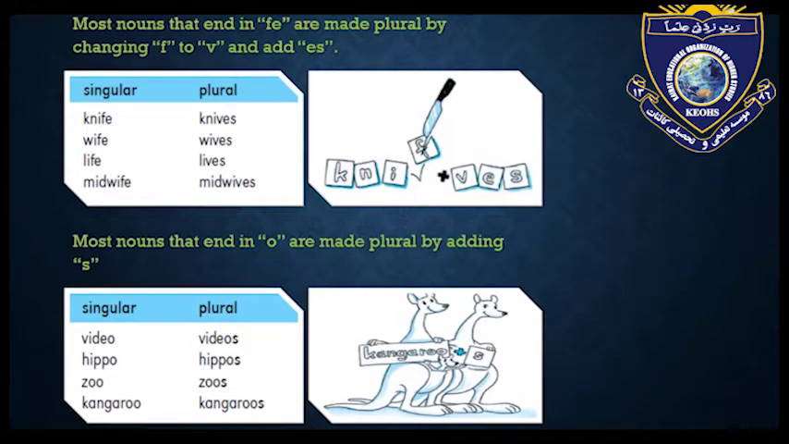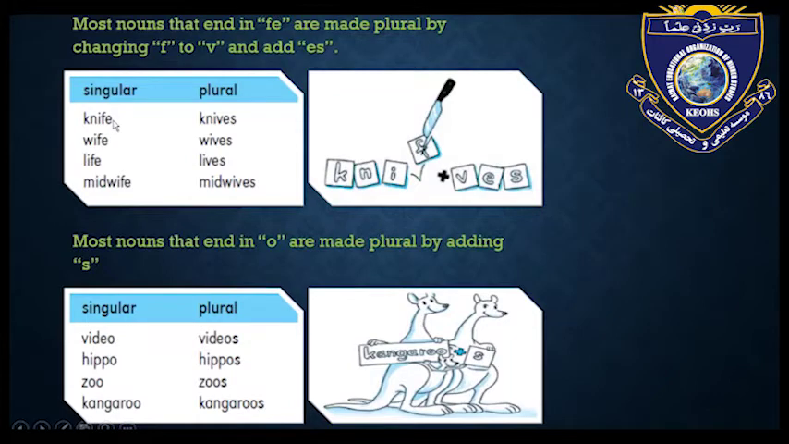Now we're going to start our lesson. We start with most nouns that end in -f or -fe, which are made plural by changing f to v and adding es. You have to follow this rule in the examples too. Look here: knife changes to knives, wife to wives, life to lives, midwife to midwives, because they end with two letters at the end.